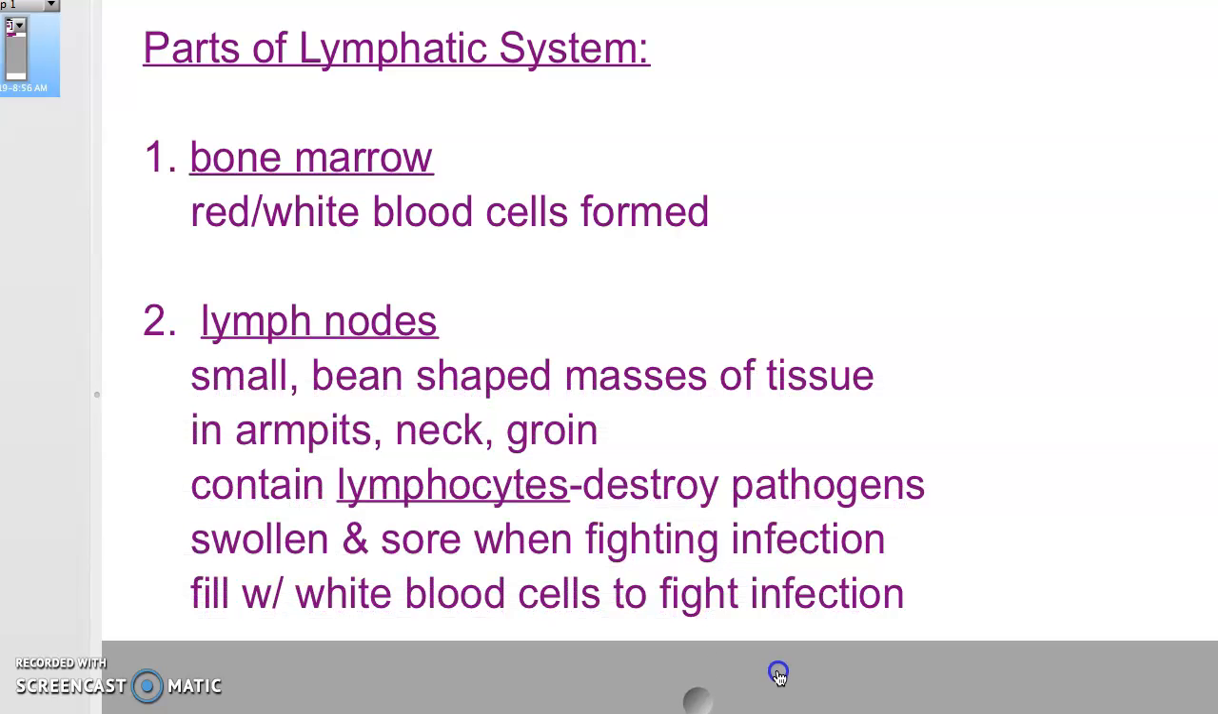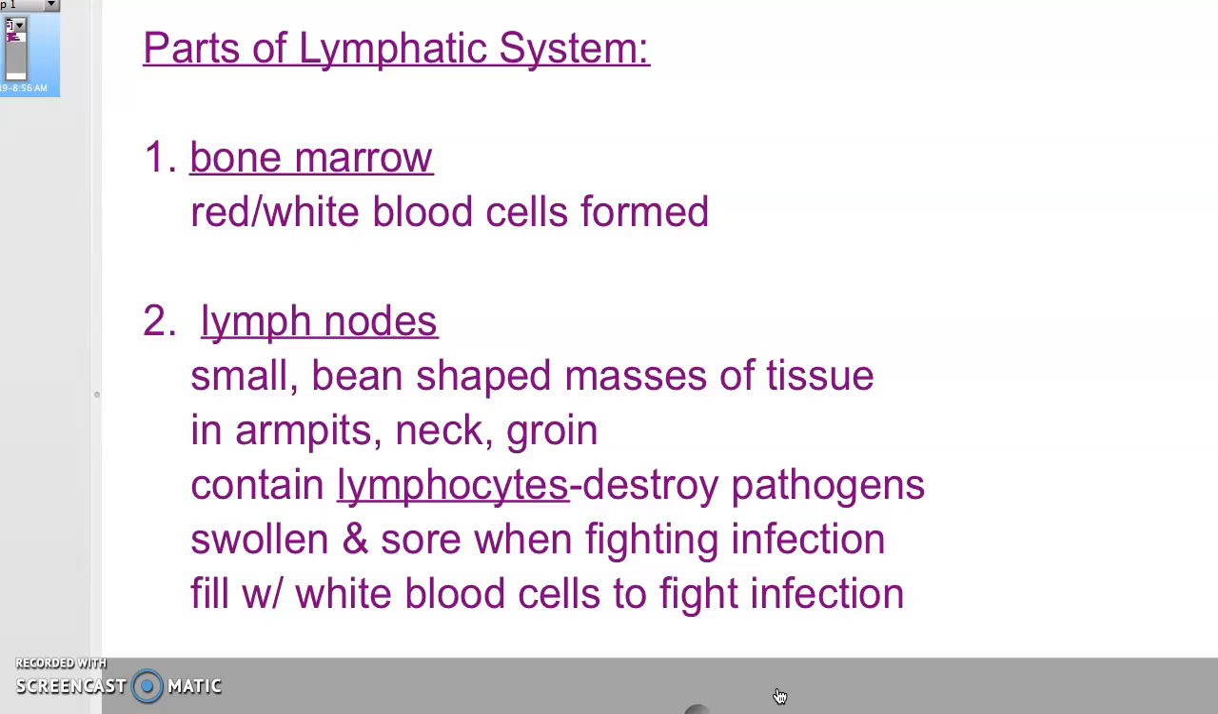We also have lymph nodes. You might have noticed those being swollen sometimes if you're fighting off an infection or an illness in your neck, in your armpits. A lot of times your doctor will feel that area in your groin as well. Those are all areas where we have lymph nodes, and they're tiny bean-shaped masses of tissue, but they get inflamed if we're trying to fight something off because they fill with white blood cells, and that's your army against infection. So your body will make more white blood cells to fight the pathogen, whatever it is, the virus or the bacteria that your body is trying to get rid of.